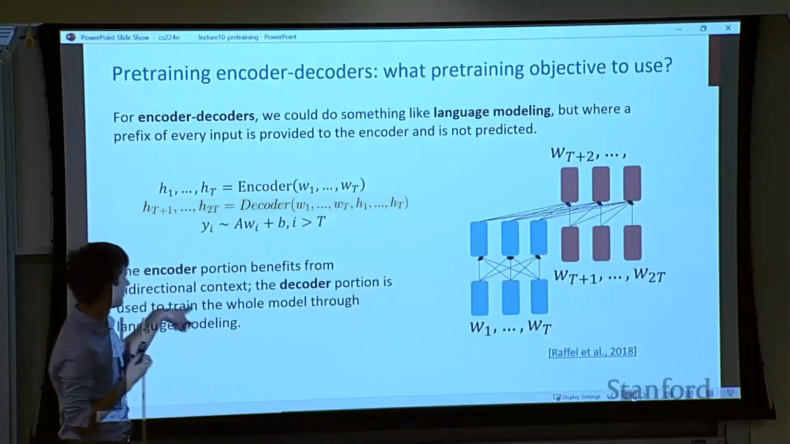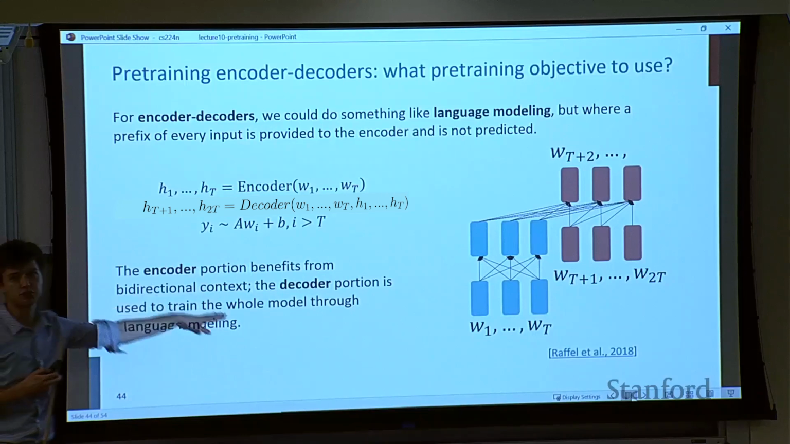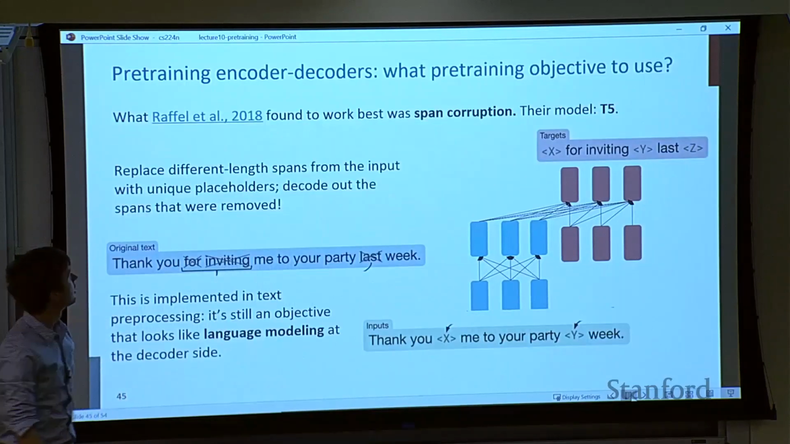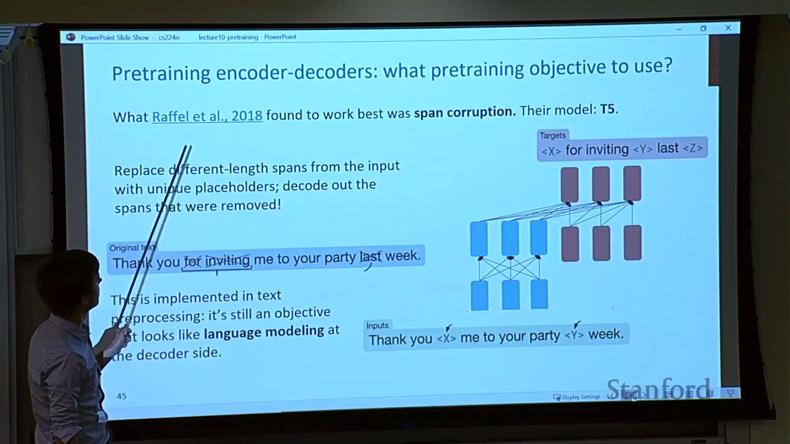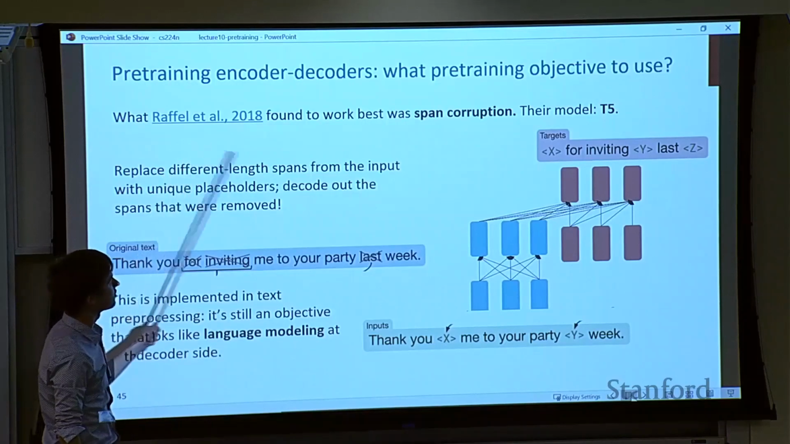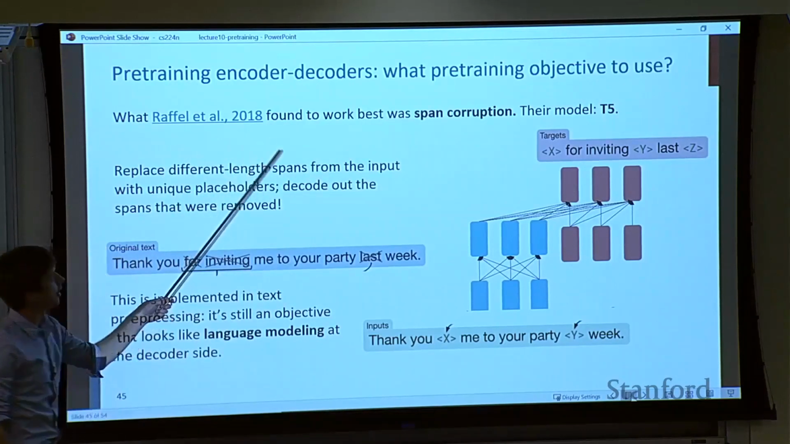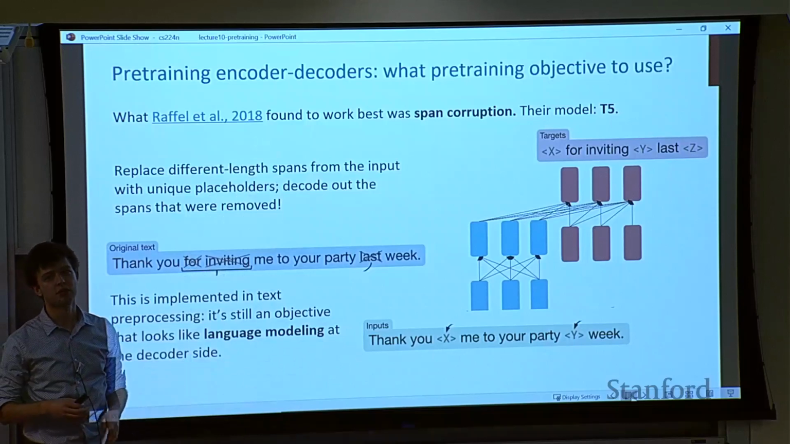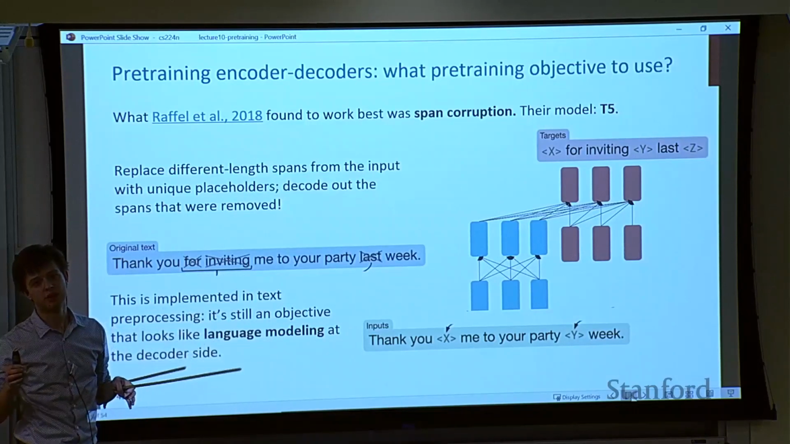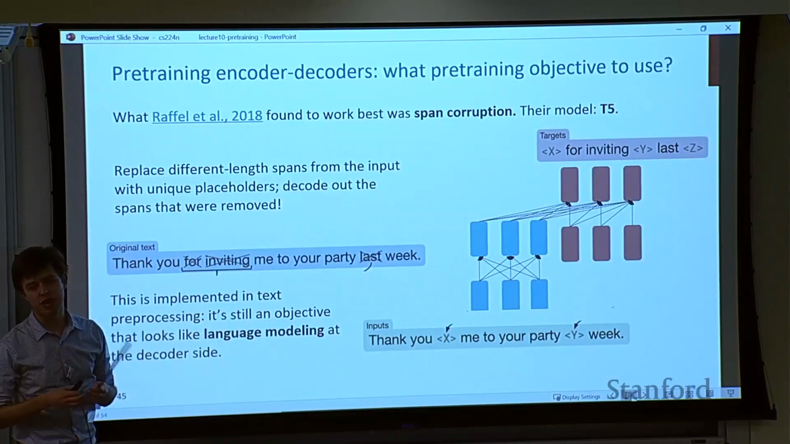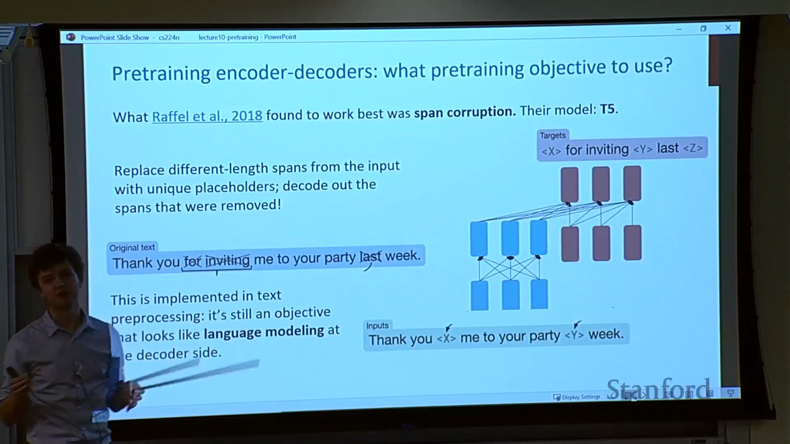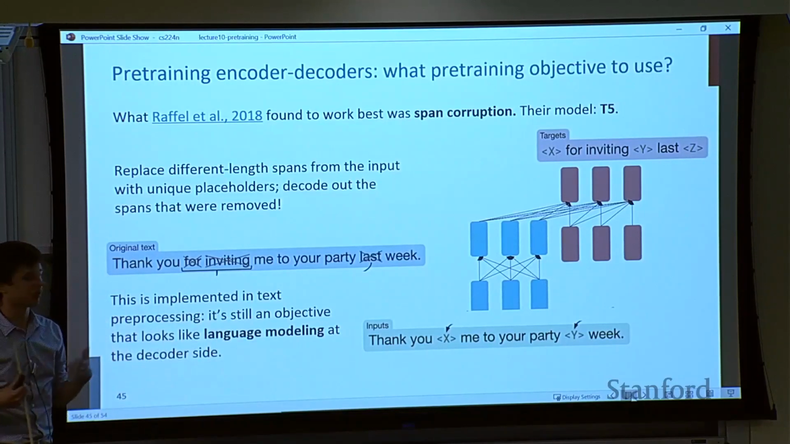And this works pretty well. The encoder benefits from bidirectionality, and the decoder you can use to train the model. But what the paper that introduced the model T5, Raffel et al., found to work best was actually a somewhat different objective. Keep in mind that we have different ways of specifying the pre-training objectives, and they will really work differently from each other.